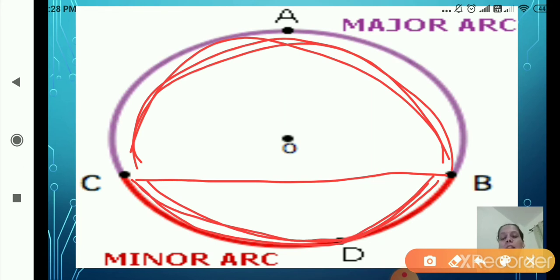So in this way we are writing the names of the bigger arc and the smaller arc, that is the major arc and minor arc. Because of the chord, the circle is divided into two parts and we get two arcs. One is the major arc and one is the minor arc.